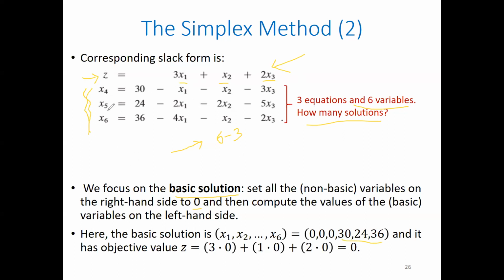So x4 will become 30, x5, 24, x6, 36. So if I write x1, x2, x3 up till x6, my basic solution would be this guy. Okay, and what does the basic solution mean? It means that if I plug in this value into my z objective function, it would be 0. So the minimum value that I'm starting with for the objective function is 0.